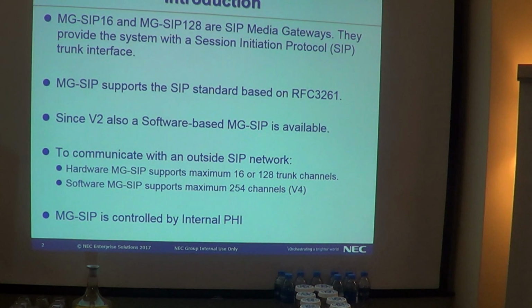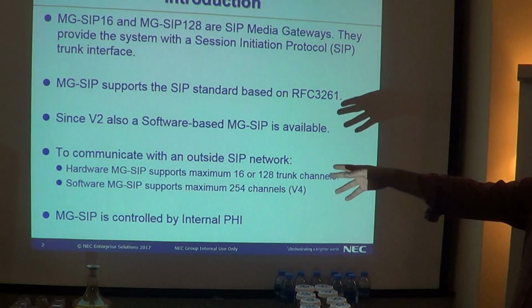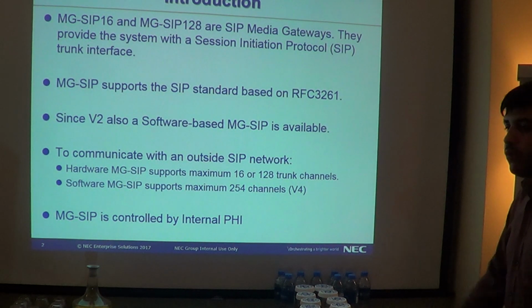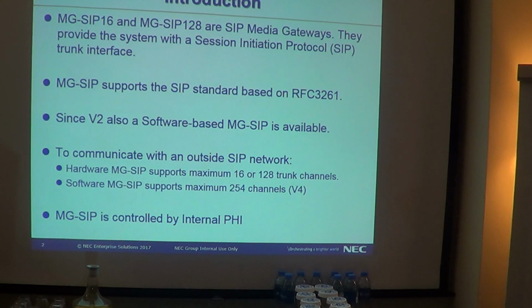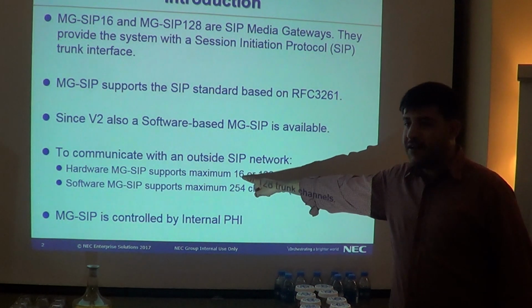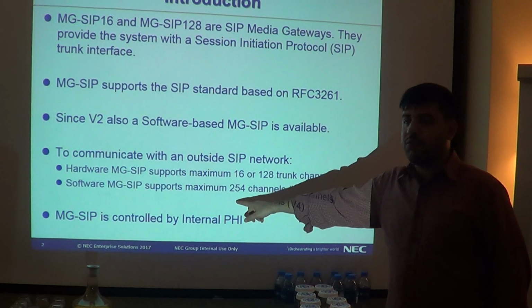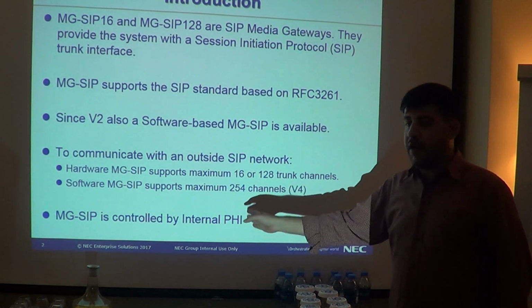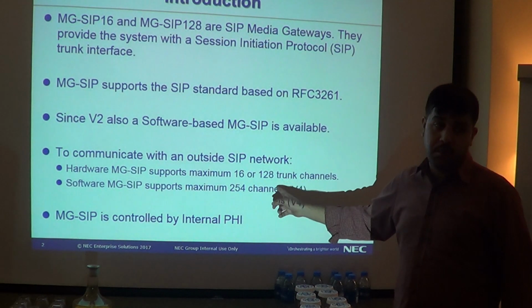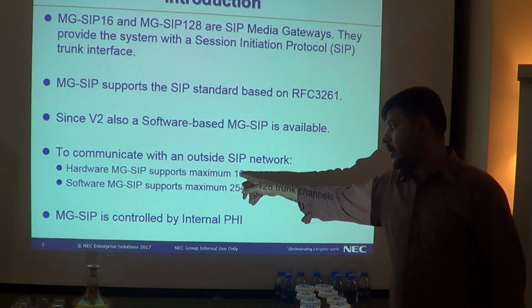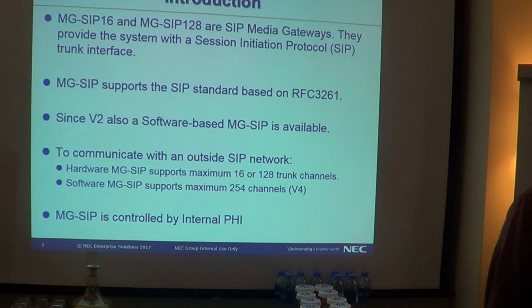Since V2, we have a software-based model. That means you can implement your SIP trunk as a virtual machine, and this started from version 2. To communicate with the outside world, you can have hardware-based with 16 and 128, or we can go with a software-based module with 2, 4, 5, 4 channels per virtual machine. So you have three options. In the old days, we had 16, 96, 128, and 254 for special projects. We killed the 96 because most of the carrier requirements in Europe were to go with 128. So 128 and 16 in hardware, and 254 with a virtual machine.